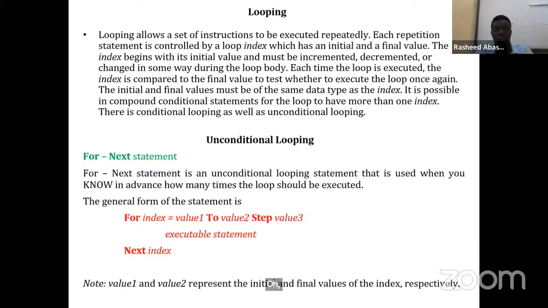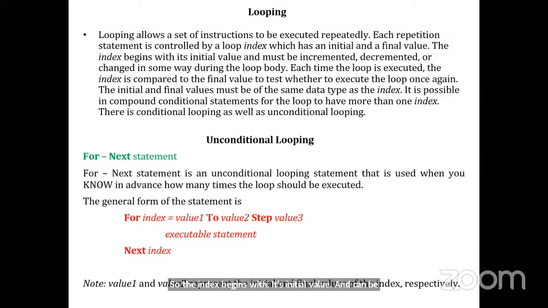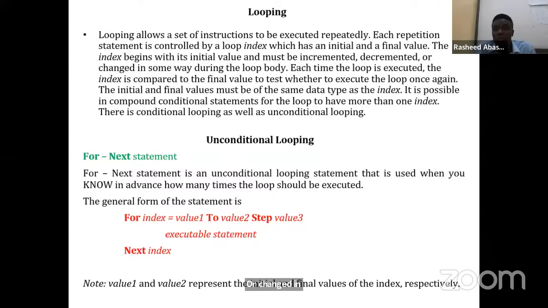So the index begins with its initial value and can be incremented or decremented, right? Or changed in some way you desire during the loop body. Each time the loop is executed, you have an index value that is compared to the final value to test whether to execute the loop once again. So that's how it works. The index is always compared to the final value.